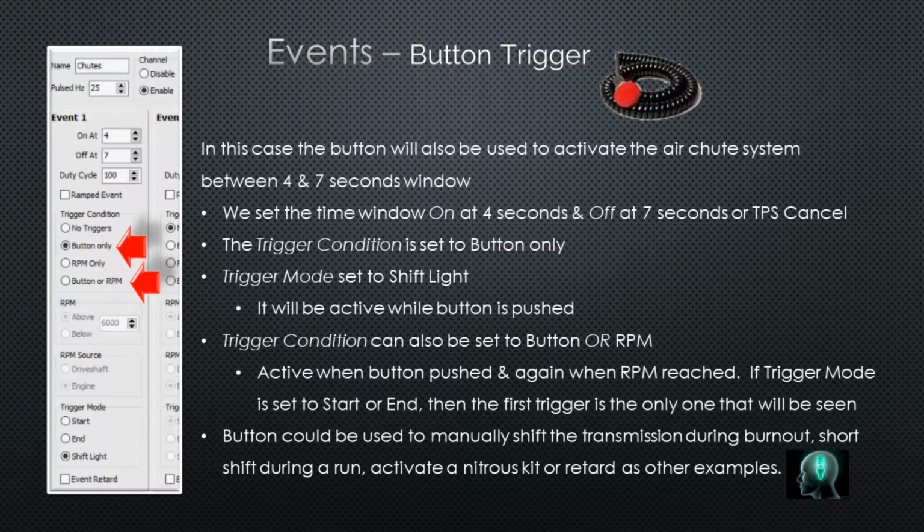So I can use the bump button when I'm launching the car, and then at 4 seconds, next time I push that button, it's going to launch the air chutes. So we've set the trigger mode, in this case, to shift light, because we only want the signal just when we push the button. And then we want to turn it back off as we release the button.